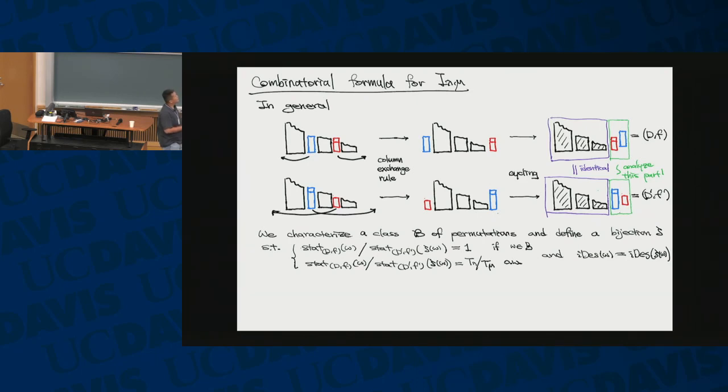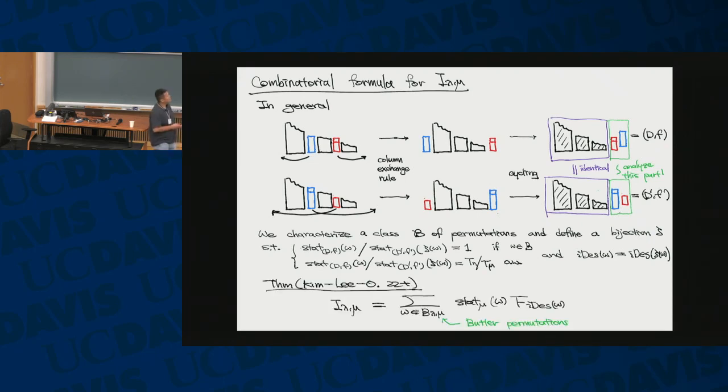And otherwise, the ratio of it is T lambda over T mu. This is the exact situation that we wanted. And of course, we have to check the inverse descent is preserved. So this is how we proved the combinatorial formula for I lambda mu.